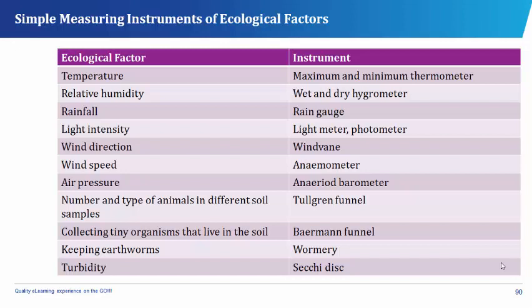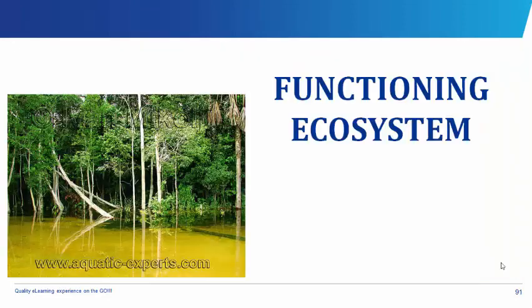For number and type of animals in different soil samples, we have the Tullgren funnel. For collecting tiny organisms that live in the soil, we have the Baermann funnel. For keeping earthworms, we have the wormery. For turbidity, we have the Secchi disc.